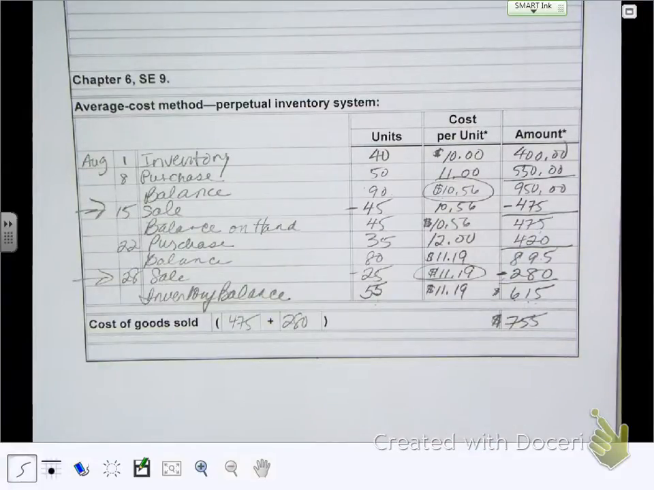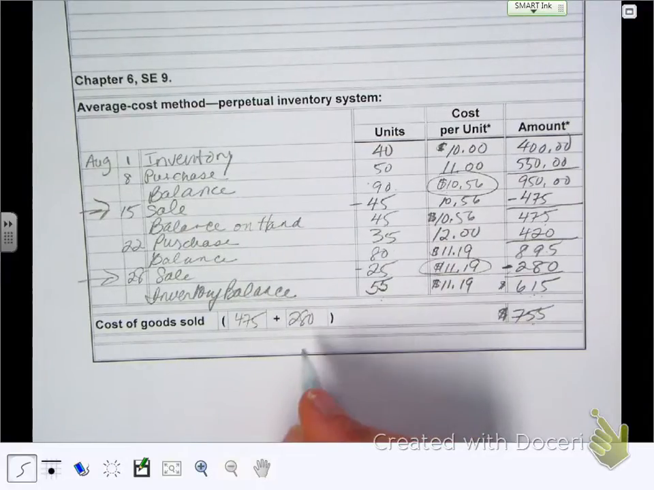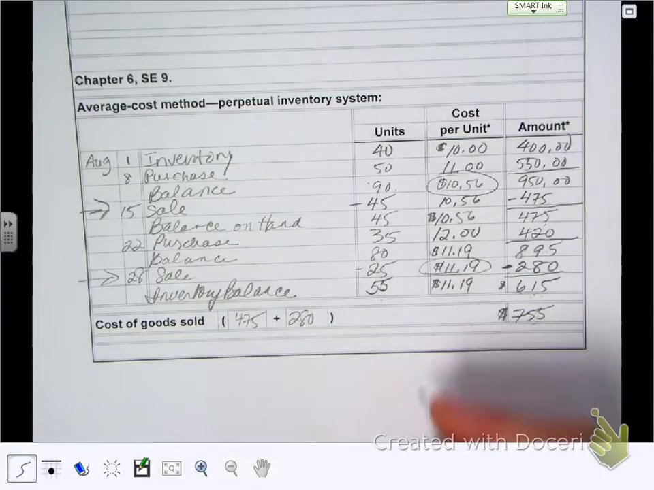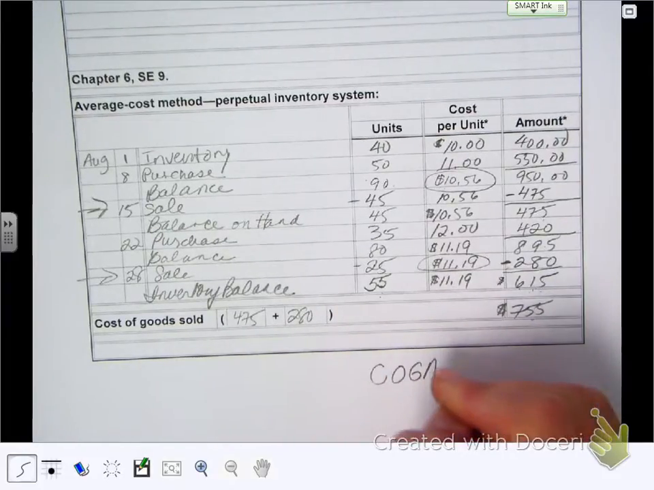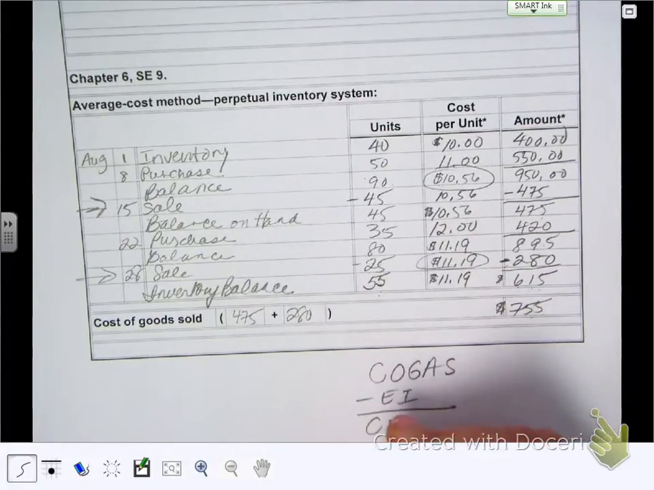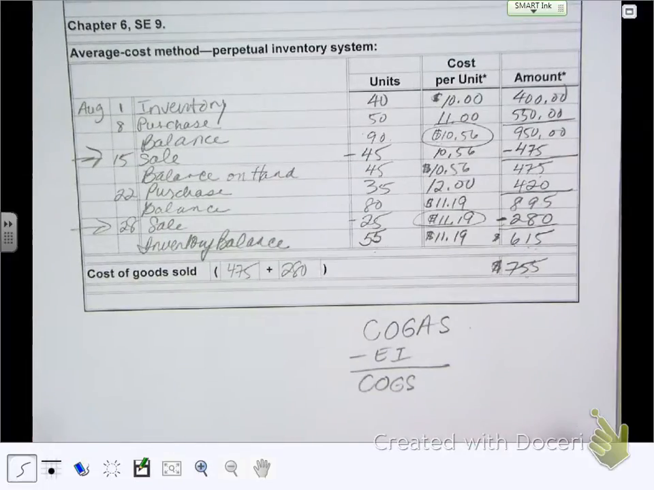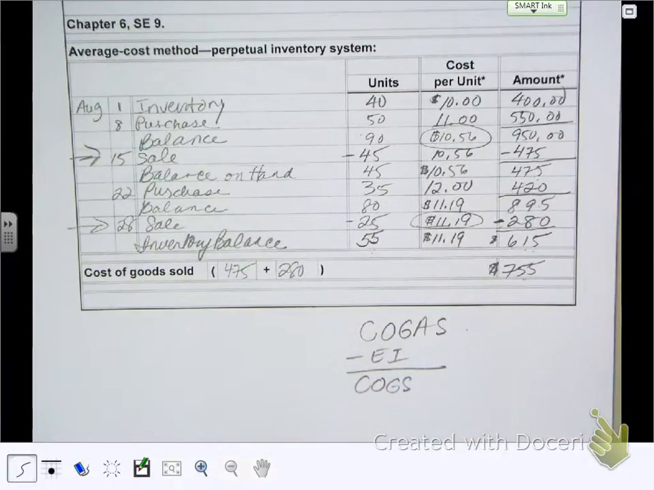So you have 755. What's my ending inventory value? Perfect. Very good. Excellent. 615. In this problem, remember I said you should always be able to solve this: COGAS minus your ending inventory gives you your COGS. So what was my COGAS, my cost of goods available for sale? You might have to look in your textbook on page 314.